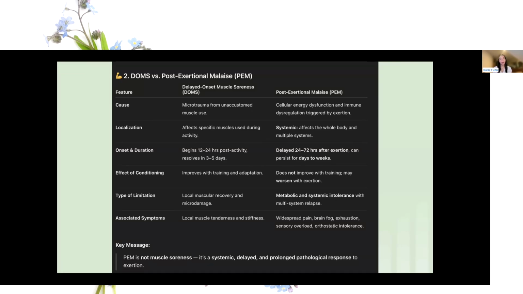Again, there are differences between that and PEM. Delayed onset muscle soreness is from exercise and microtrauma to the muscles. It gets better if you exercise and accustom your muscles to the exercise and you train and adapt. It is not like that with PEM. It's delayed, it's dysfunctional energy use in the cell. It does not improve with exercise. You can't train it out of you. It's a metabolic and systemic issue. And again, it causes widespread symptom worsening of ME, depending on the symptoms that the patients have.